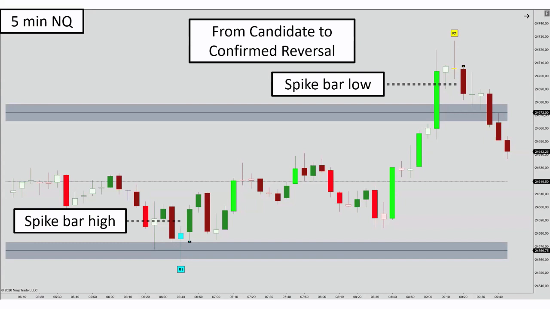And if the auction bar reversal is confirmed within a few bars, so we have a default confirmation period of 5 bars, the setup survives. And if not, the candidate expires. And that rule alone removes a surprising number of weak reversals.